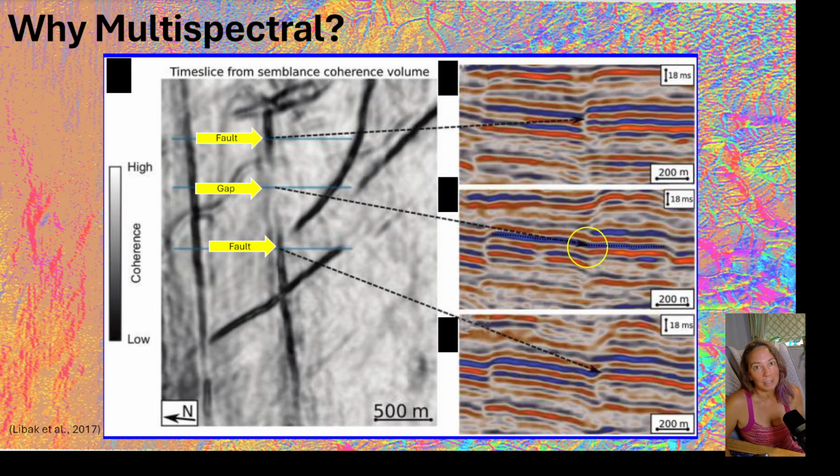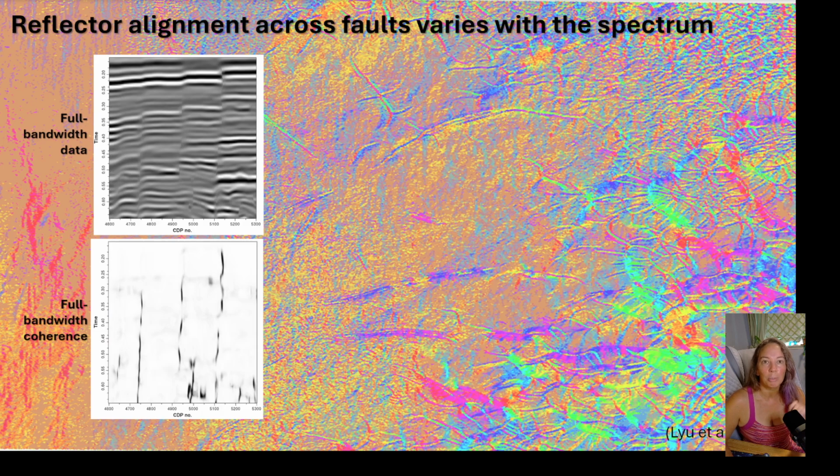Well, the answer is obviously look at the broadband data and specific frequency ranges. So do a multispectral analysis. So here we've got an example of some full bandwidth data with some faults in it, and you can see below the coherence. And so we've got some gaps in there. We don't like those gaps. We want to get rid of those gaps.